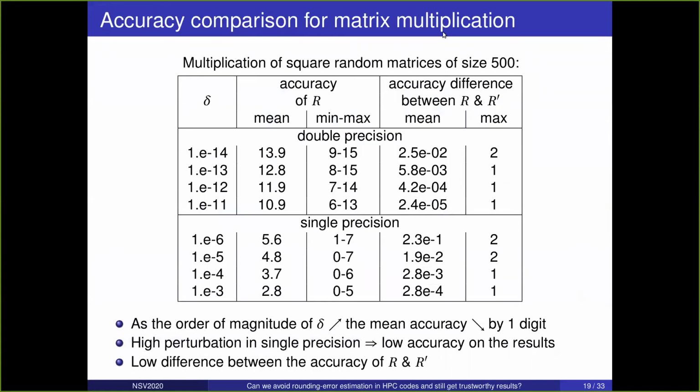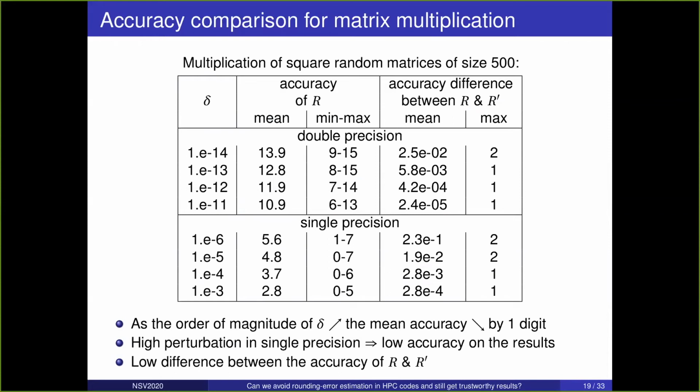So first, we want to multiply square random matrices of size 500 in double and in single precision. In this table, we report the perturbation delta, the accuracy of R, so the mean value, the minimum, and the maximum value of the accuracy of all the elements in R. And we also have the accuracy difference between R and R prime. So the mean value of the differences and the maximum value of the differences.